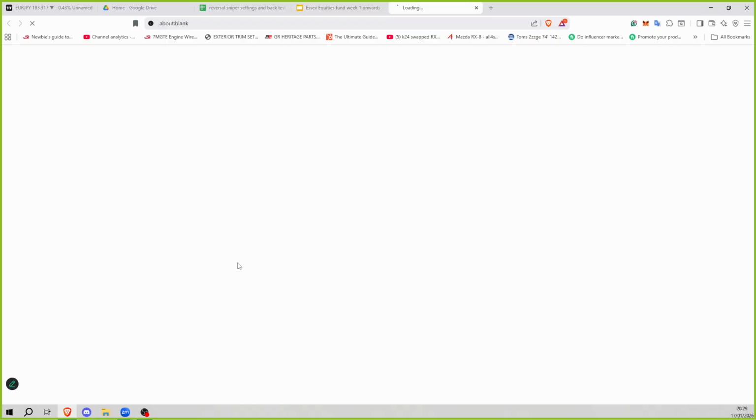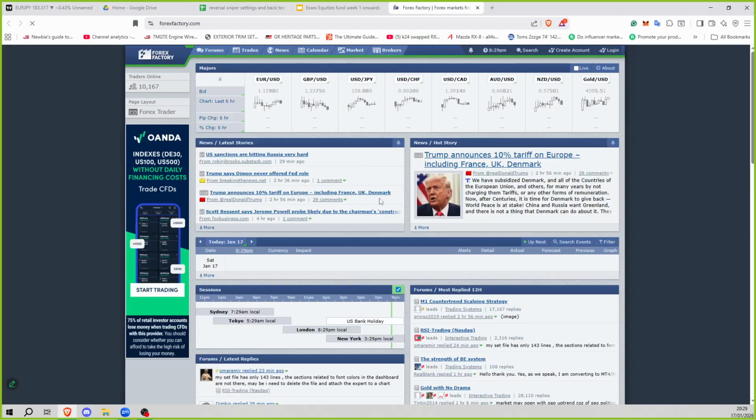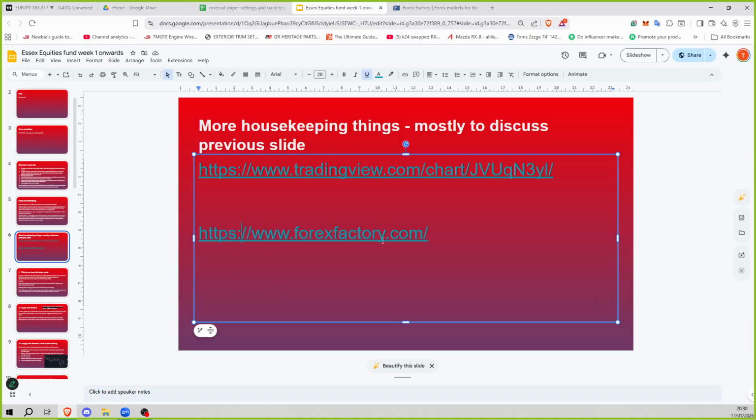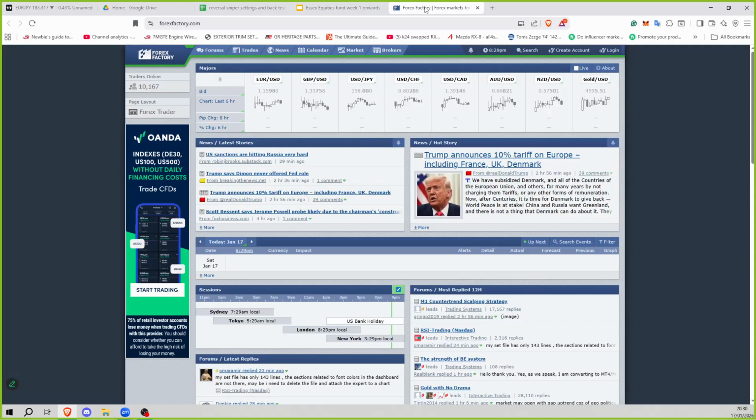The only other thing that you might want to grab, if you can get yourself off of the slideshow, is a copy of Forex Factory, because we will briefly discuss reading news only as far as pretty much don't trade when red news is coming.